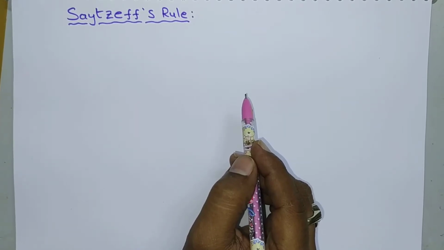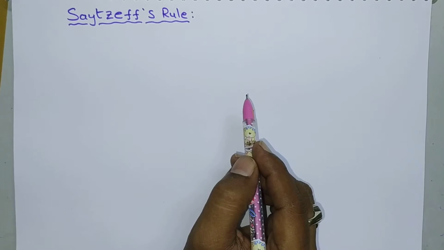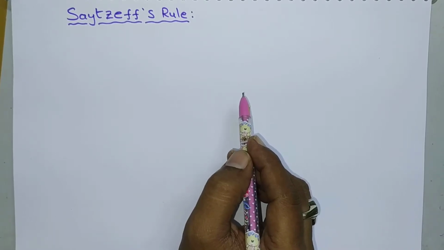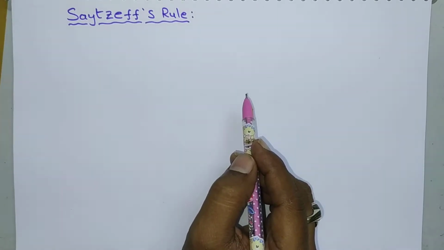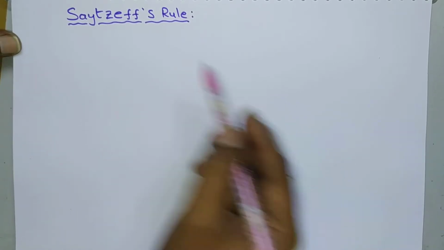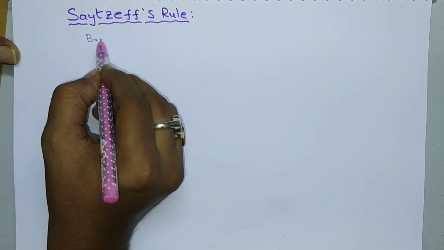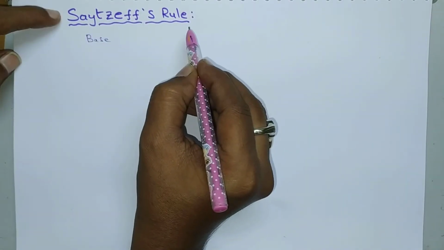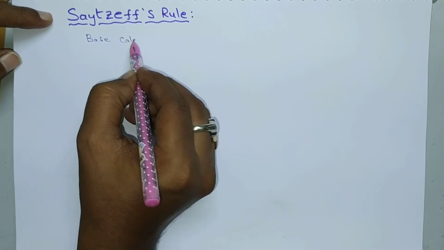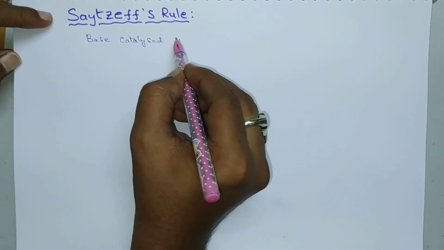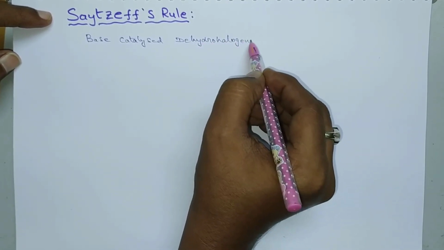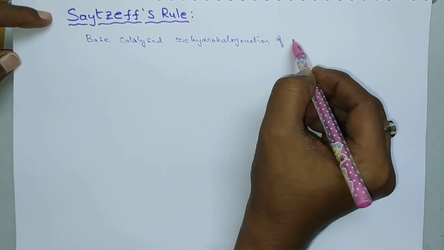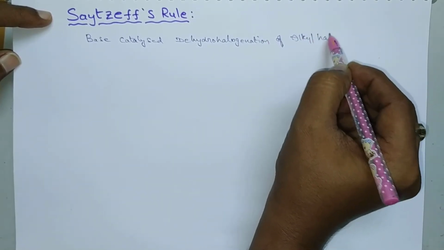Today's topic is Saytzeff's rule. This rule governs the elimination reactions. That means how the elimination reactions take place is governed by this Saytzeff's rule. Now let us consider an elimination reaction, a base catalyzed dehydrohalogenation. In order to understand this rule, let us consider an example: the base catalyzed dehydrohalogenation of alkyl halides.